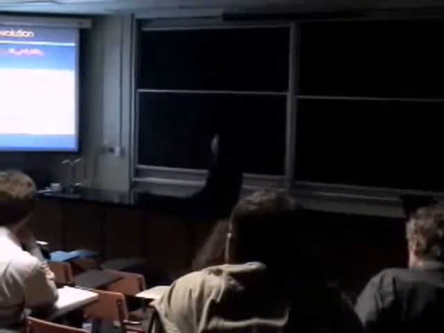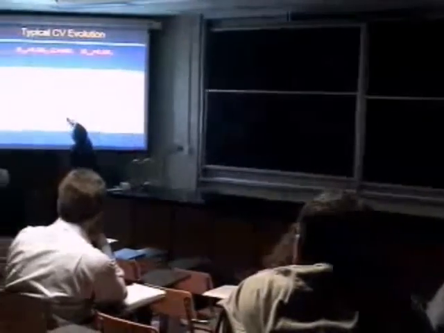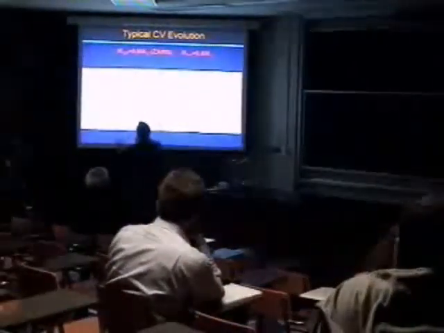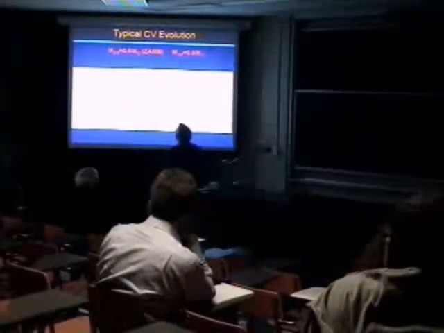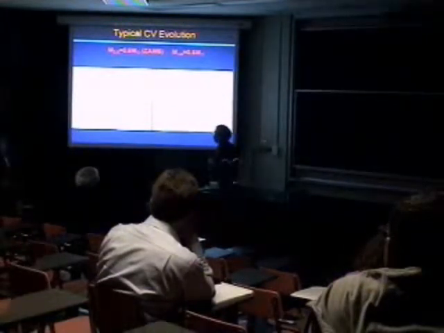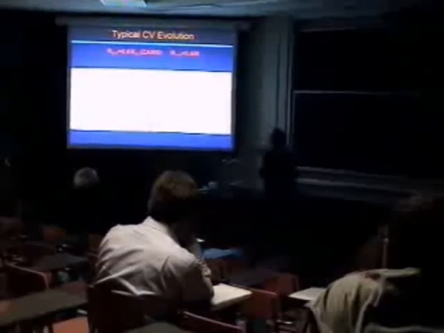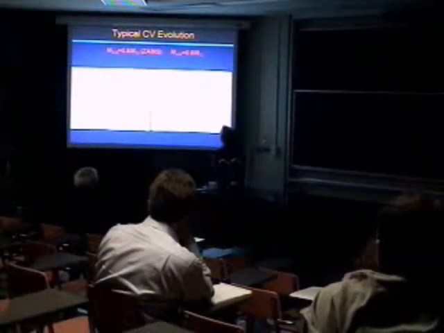Now, the typical CV evolution is as follows. Here we have a 0.6 solar mass star that's losing mass to a 0.6 solar mass white dwarf accretor. And you can see the period starts off more or less at about 5 hours, and it evolves this way. So this is the mass of the donor here, and the log of the period on the other axis. The period decreases until you get to point A, at which point magnetic braking shuts down because the star becomes completely convective. And then the mass transfer rate drops precipitously.